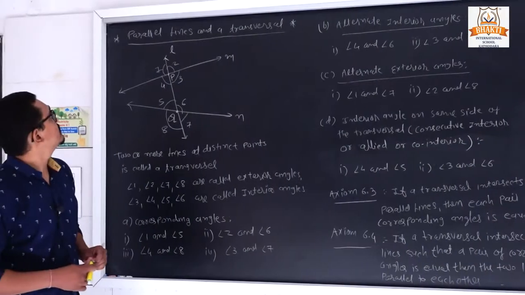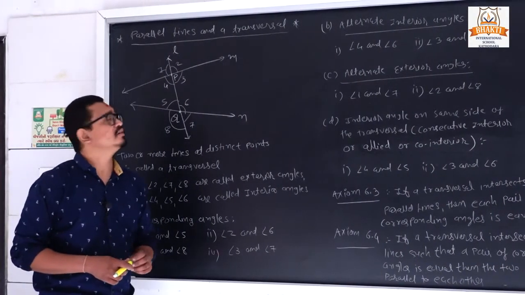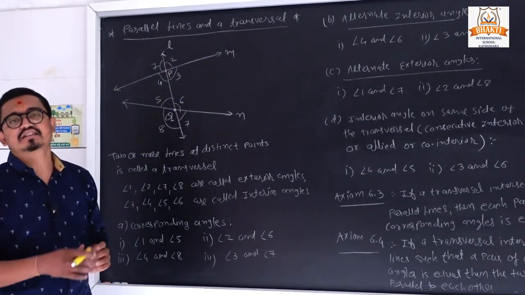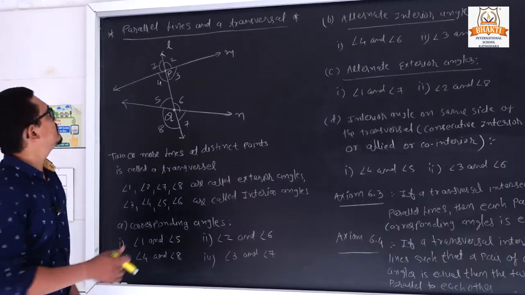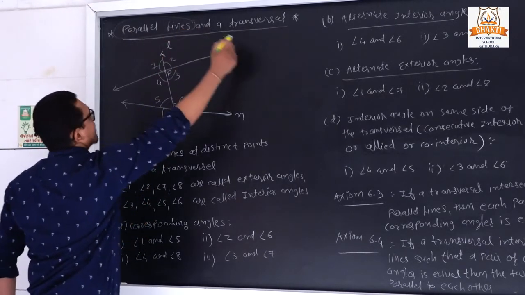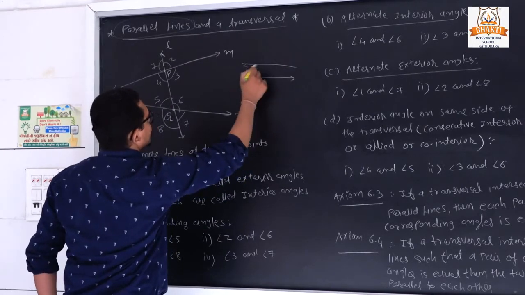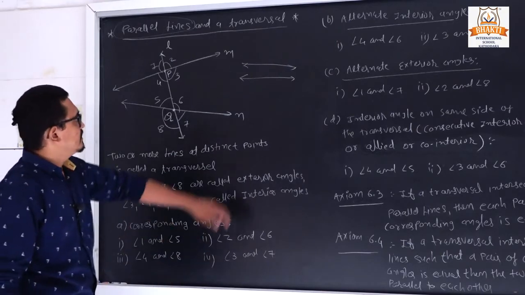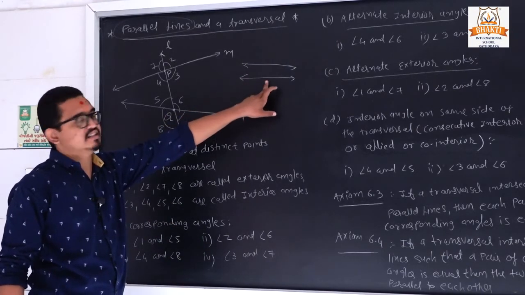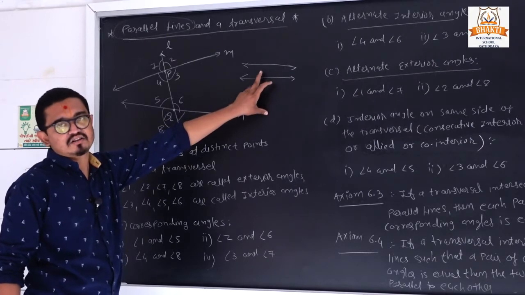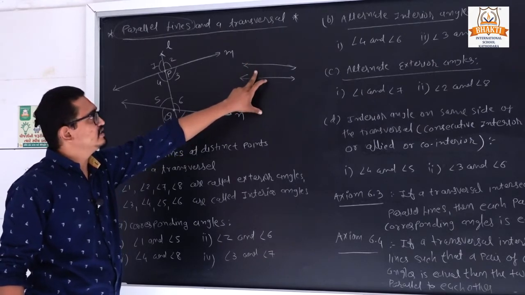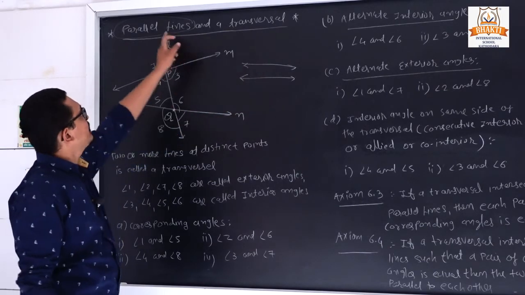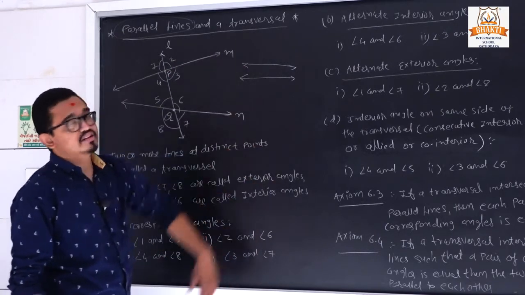Good morning students. In this lecture we will discuss parallel lines and a transversal. In the previous standard you became familiar with the term parallel lines. Parallel means these two lines are not intersecting each other. Or sometimes we can also say that if two lines do not intersect, it is a parallel line. And transversal means what?